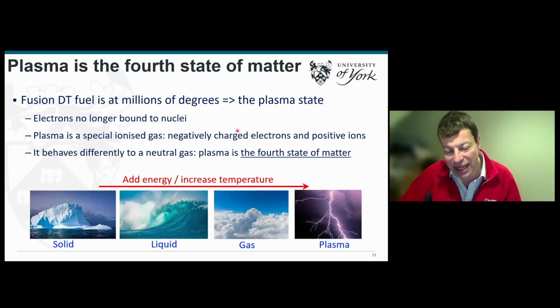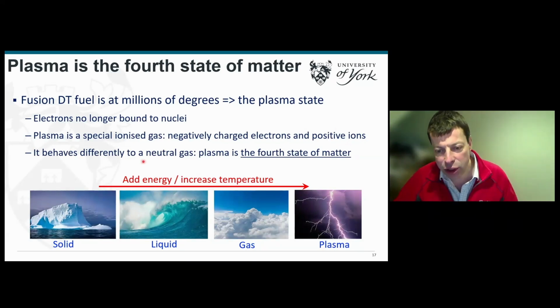So the electrons are going to be negative. They're going to be very mobile, move around really quickly. And the ions are going to be positively charged, relatively heavy, much less mobile. But it doesn't behave like a neutral gas.